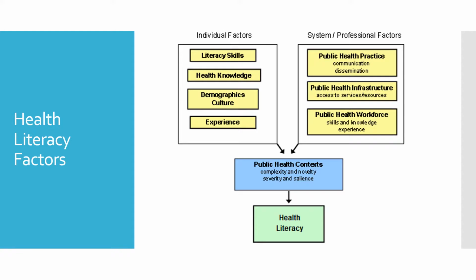The systemic factors are public health practice with the communication and dissemination of health information, the public health infrastructure, which delineates access to services and resources, and the public health workforce. All these factors work together within public health context to delineate one's health literacy. The next slide starts our look at individual factors.